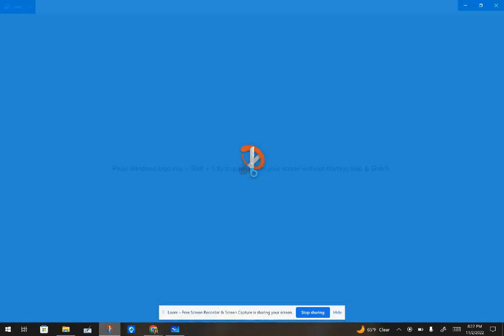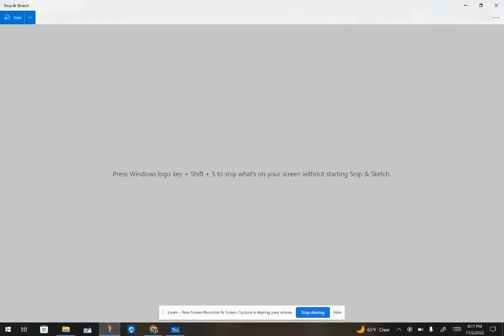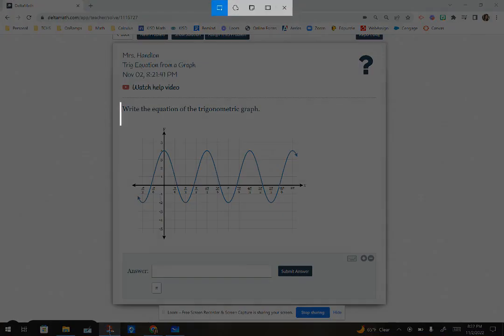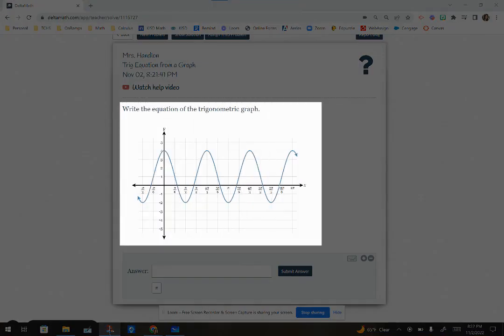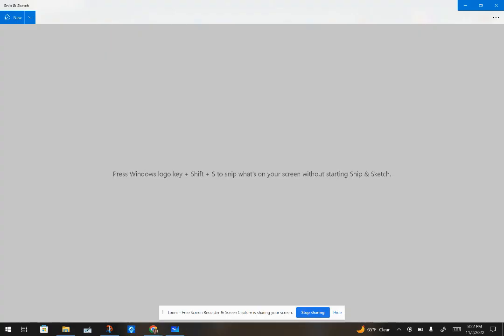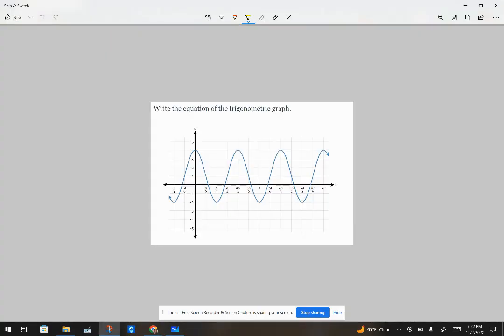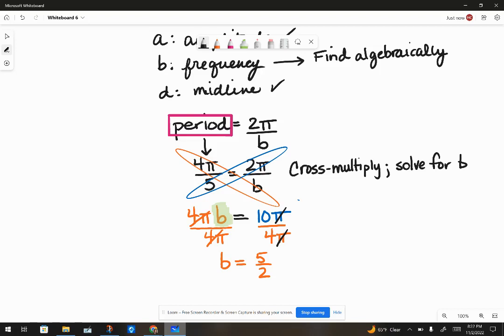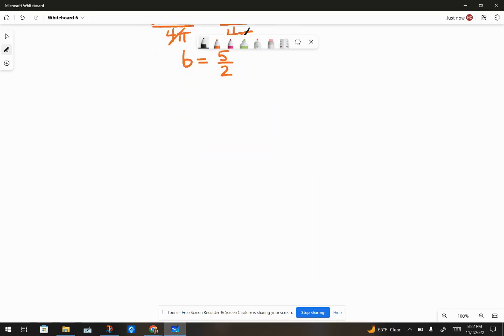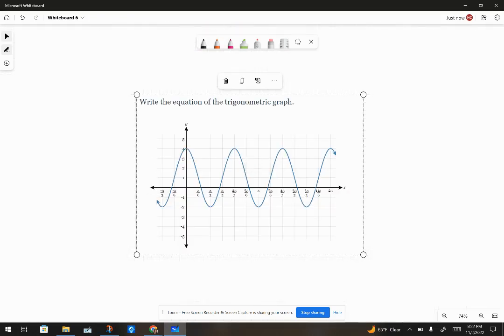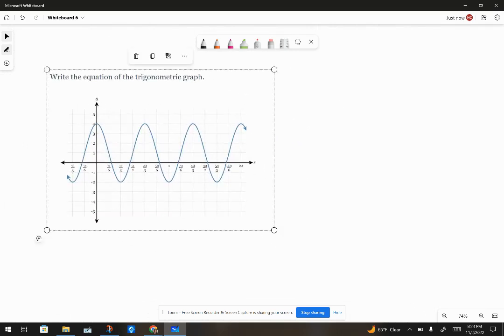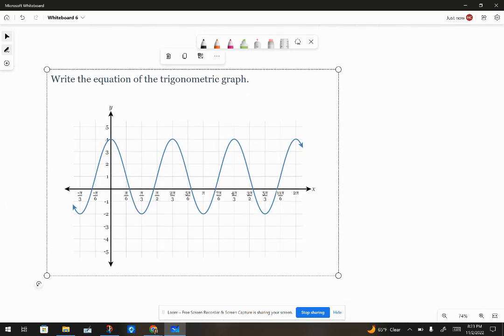So I'm going to take a screenshot here of this problem. And we're going to go to the whiteboard first so that we can practice identifying what all the information is. And then I will come back to show you how to enter that. So let's paste here and see if this works out. There we go. Okay, so here is our graph. Let's make it really big.